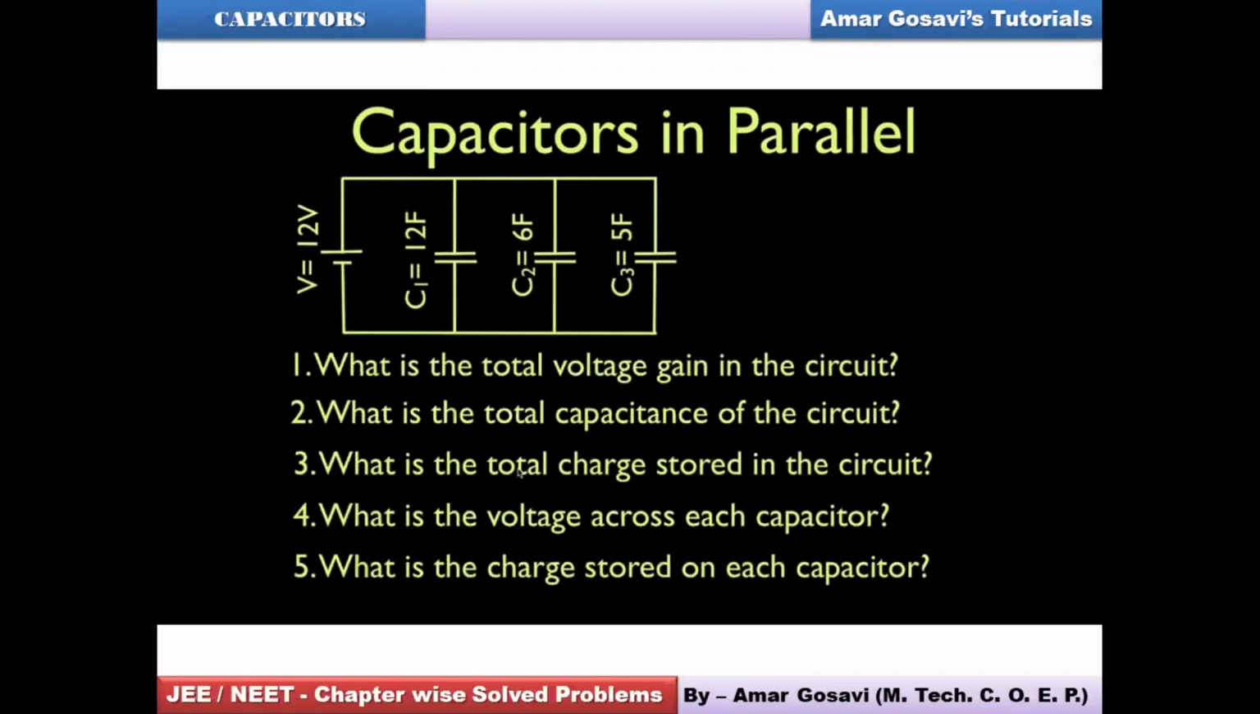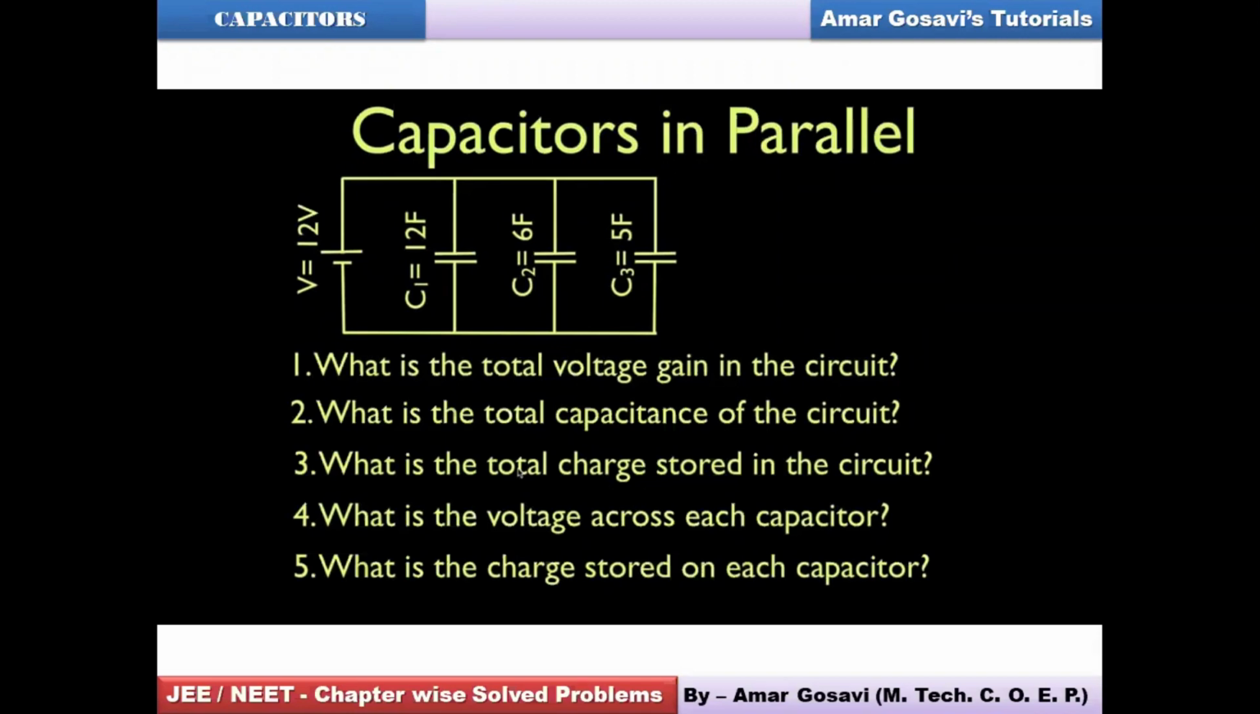Then they ask what is the total capacitance of the circuit, which we would be solving with the help of the formula. Straight away we will add it: C1 plus C2 plus C3. Then the third question, what is the total charge stored in the circuit? Obviously, the total charge stored can be worked out after finding the total capacitance.